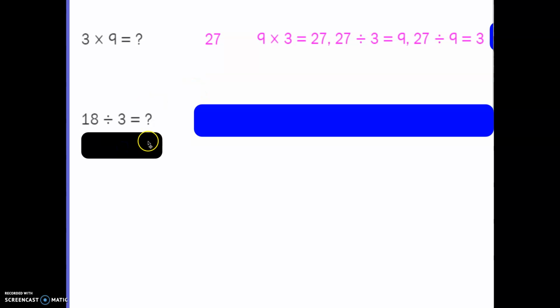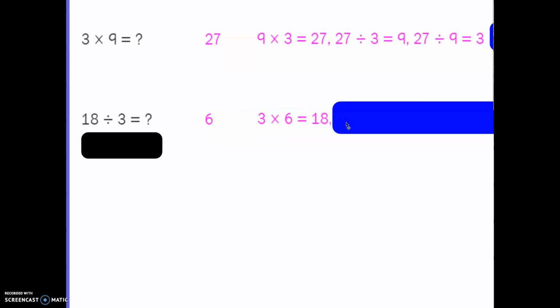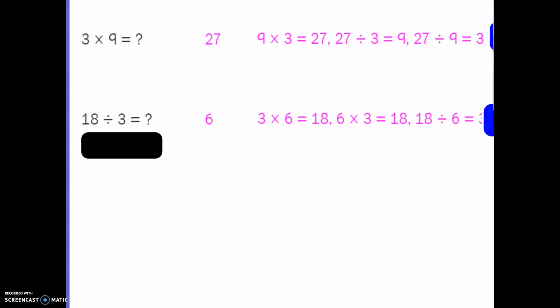We have 18 divided by 3. Well, how many are in each group of 3? So if I divide 18 into 3 equal groups, how many are going to be in each group? If you need to, when in doubt, draw that out first. That's fine. You should get 6. And then 3 times 6 equals 18. 6 times 3 equals 18. Those are the 2 multiplication problems. And the other division problem is 18 divided by 6 equals 3.